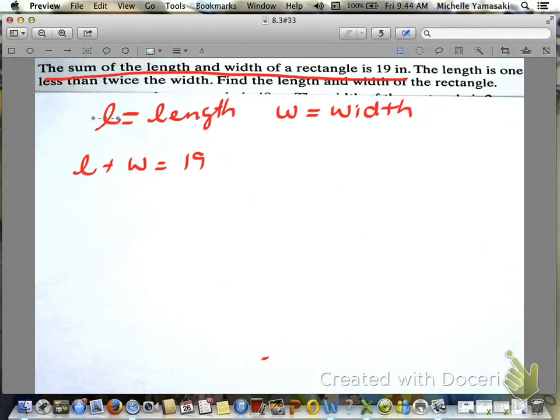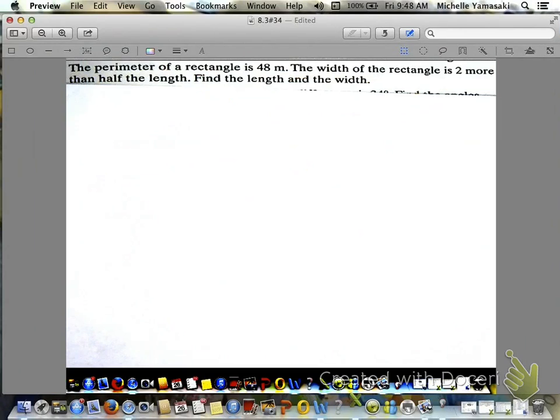Twice the width. Elisa? Is it L equals 2W minus 1? Good. Perfect. And then this is number 1. You can substitute. Do you understand? I want to move on to how do we translate the next, okay? You're going to be doing the solving tonight. Are you guys good with this? Okay. You should be writing these, not just staring.